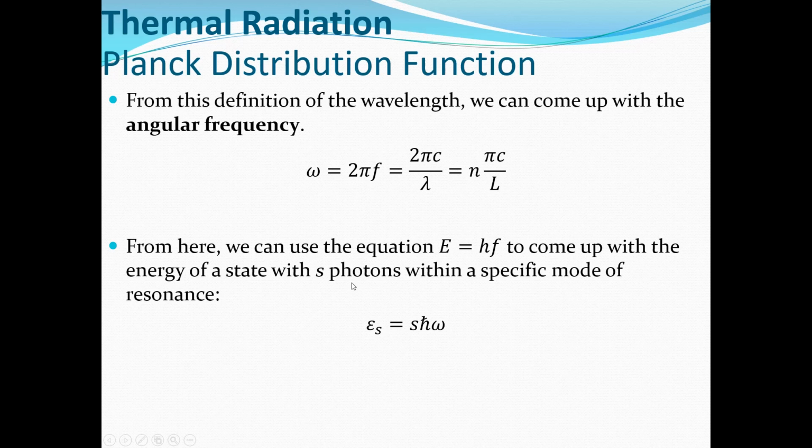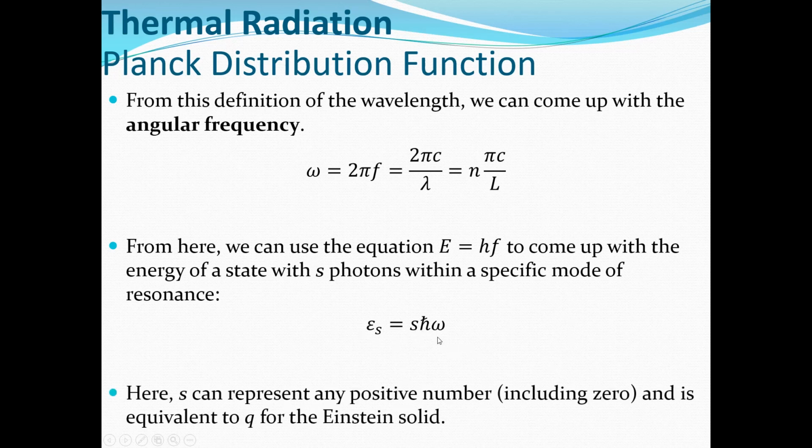Now, as we know, the energy for a photon that comes in is going to be equal to hf. We can rewrite this in terms of h bar and omega, as I said we were going to want to do, and say that the energy for whatever the resonance pattern is will be equal to s h bar omega. So s is going to be any positive number. It could also include 0.